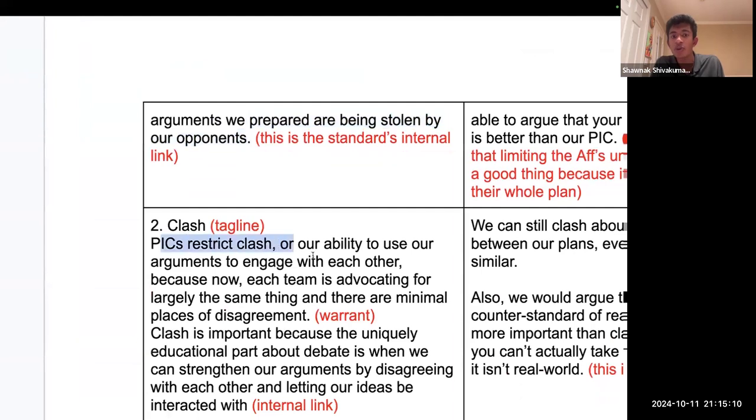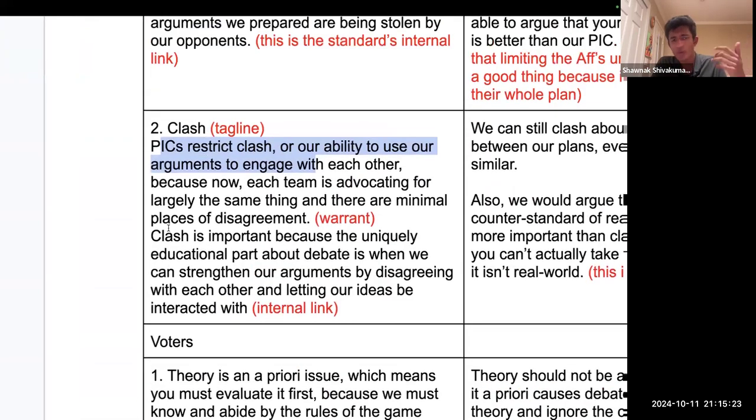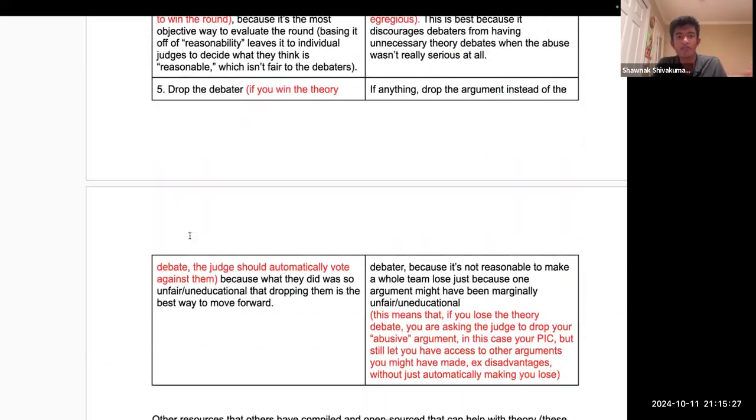Second, clash. We restrict clash. They just use our arguments against us. There's minimal disagreement. Instead of discussing 100%, we discuss 0.001%. There's no clash in the round anymore. Voters, whatever, fairness, education, and then whatever the underview, right?